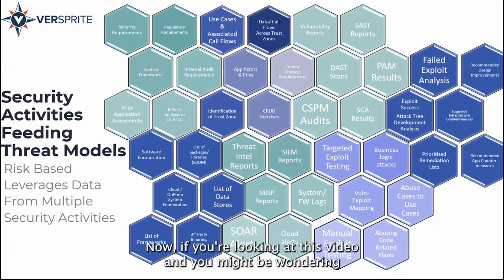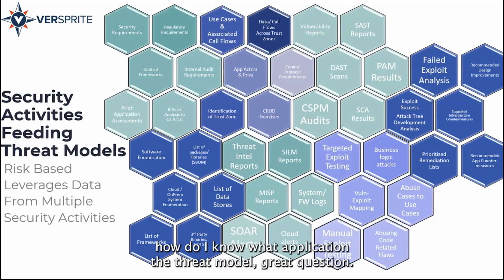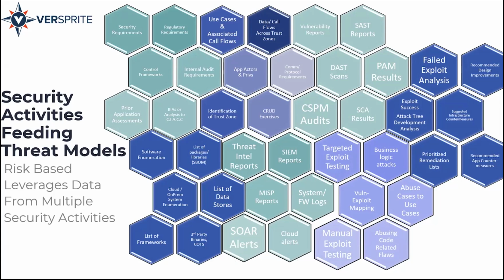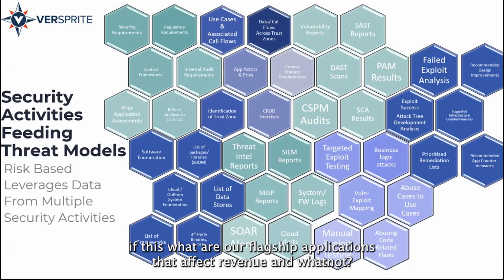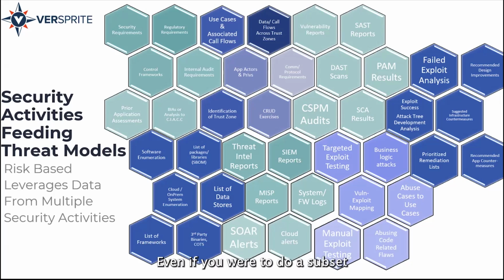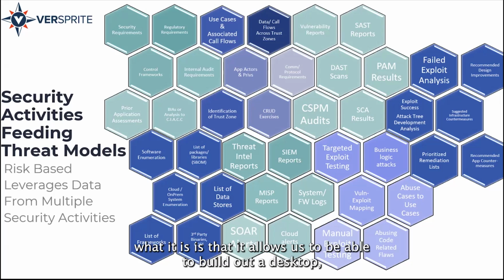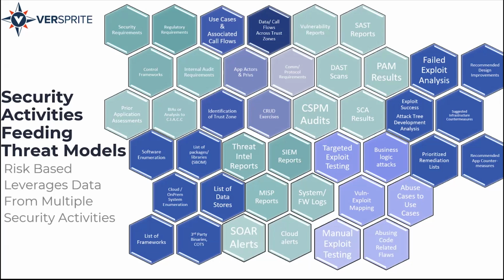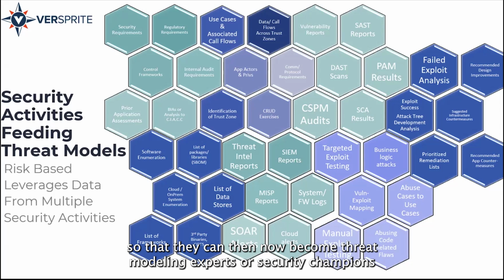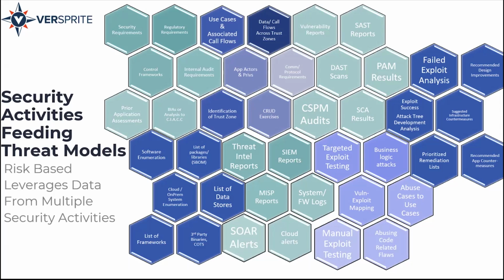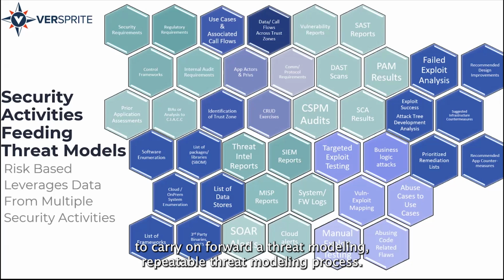Now, if you're looking at this video, you might be wondering, how do I know what application to threat model? Great question. That's going to come down to a decision tree. You have to look at all your applications and say, what are the most critical? Let's start there. What are our flagship applications that affect revenue and whatnot? Even if you were to do a subset of those applications, threat modeling as a service allows us to build out an SOP, run the program, train, and work with security champions that we will develop within organizations so that they can become threat modeling experts, or security champions, to carry forward a repeatable threat modeling process.